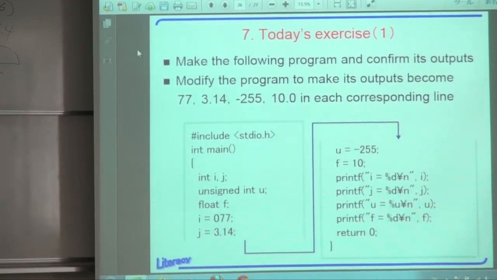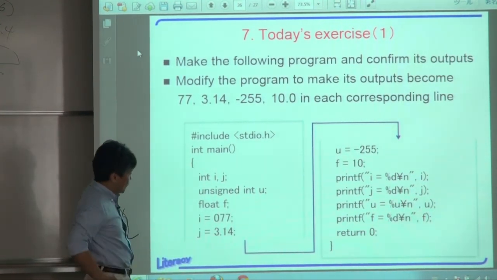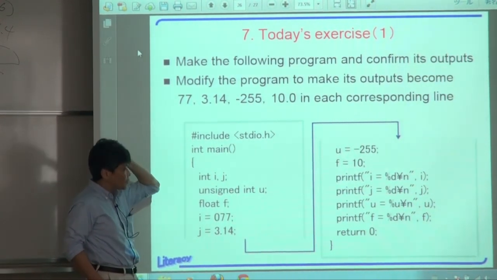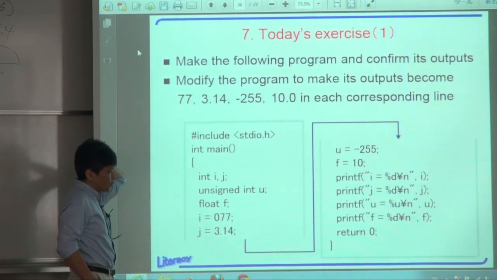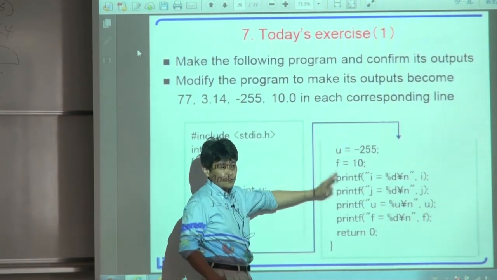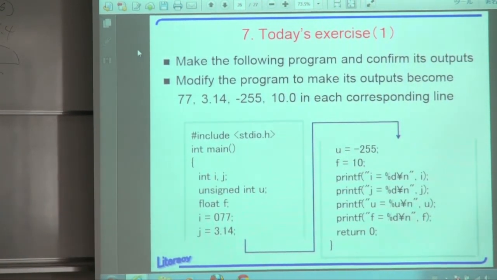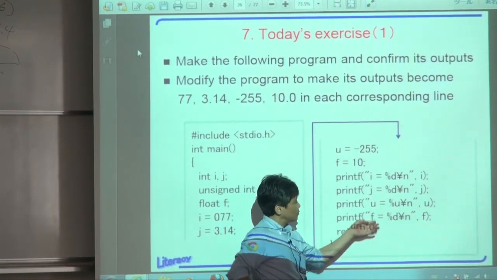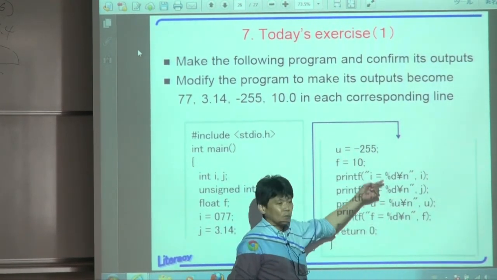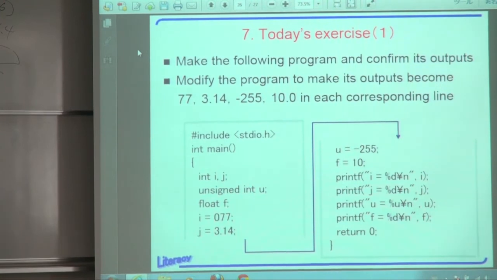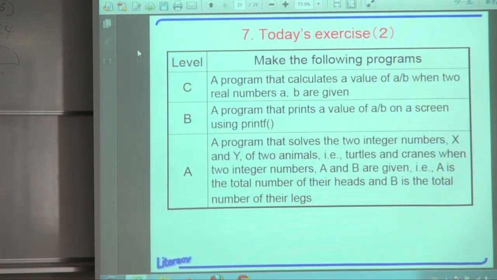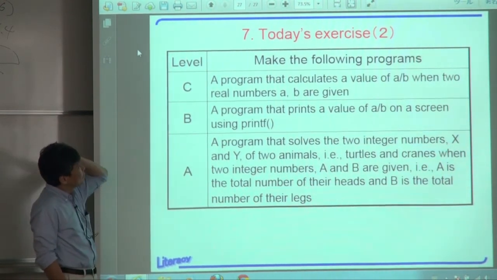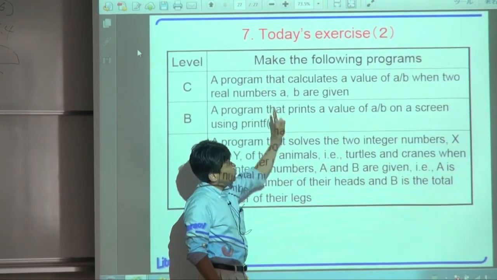So this should show the first exercise of today. So please enter this program and please execute it, and please check the result of the execution. Okay. So it's better to have the program output using these format strings. And the second exercise is a program you have to make. Okay. So the first one is to calculate two values.